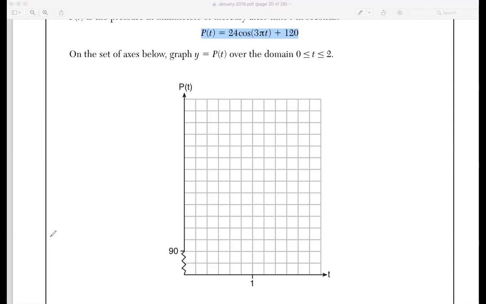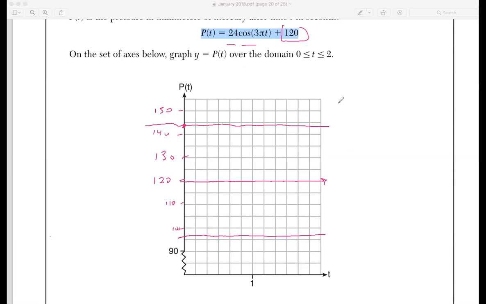So essentially, this 120 over here is going to represent a line. So this would be 90, 100, 110, 120, 130, 140, 150. What you do is you just draw a line like this at the 120 mark. Now this says cos, and this 24 means that this function is going to go up 24. So 120 plus 24, it's going to go here, and it's going to go down. So it's going to oscillate between there, and it's going to go down 24, and like there. So it's going to exist in this area.